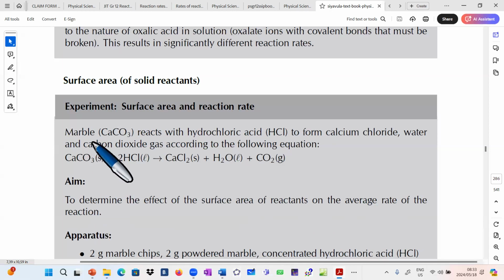We want to look at the effect of surface area when you look at the solid reactants. In other words, when you take marble, does it make a difference when the marble is one large block, one large solid, one large brick, if you like, or if it is subdivided into smaller particles? The marble, calcium carbonate, reacts with hydrochloric acid, HCl, to form calcium chloride, CaCl2, which is a solid, water, a liquid, and carbon dioxide, a gas.